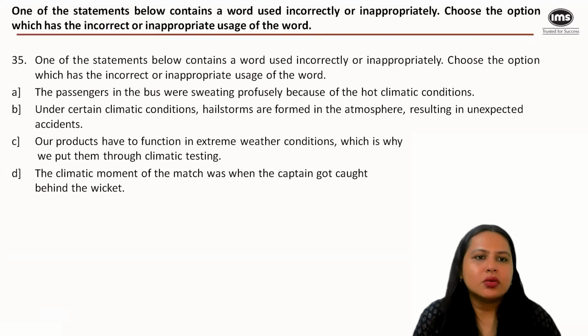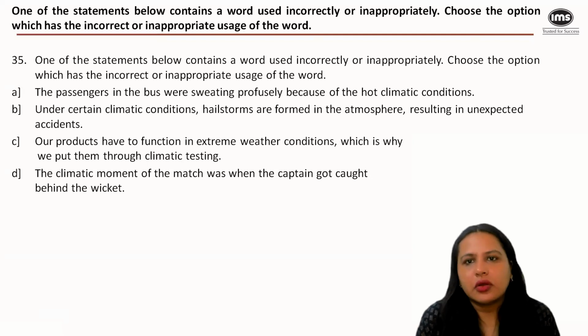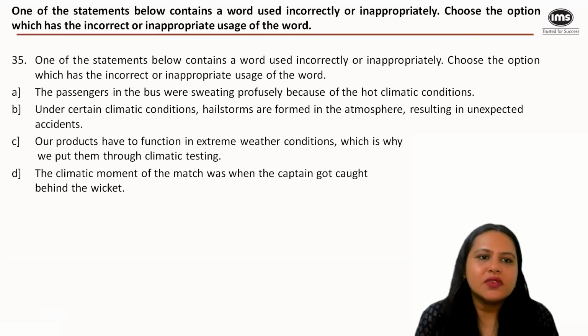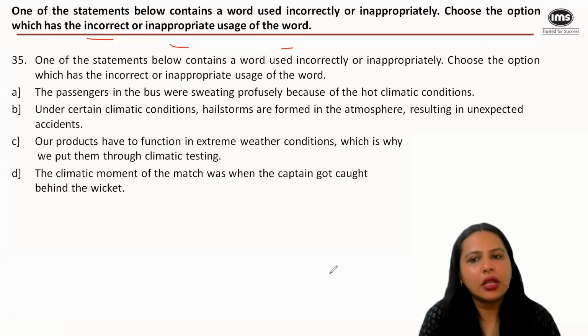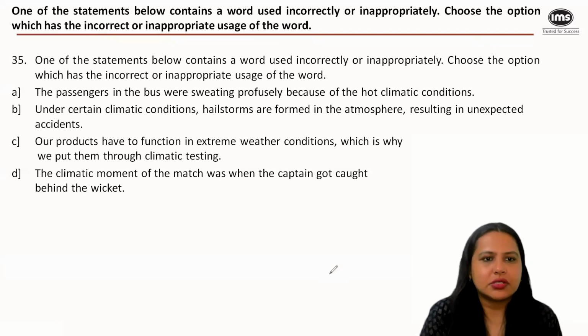Hi everyone. Today we are going to solve IPM 2023 verbal section questions, and the questions that we are looking at today are to find out the inappropriate usage of the word. Let's read the instructions. One of the statements below contains a word used incorrectly or inappropriately. Choose the option which has the incorrect or inappropriate usage of the word. So one word is used in four different sentences, and I need to find out the incorrect or inappropriate usage.